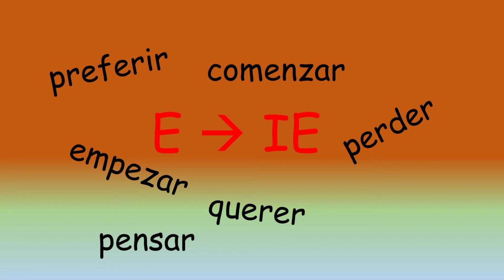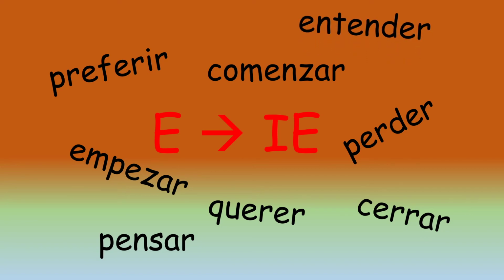Look, there are 2 of them there, empezar and comenzar. They're interchangeable just like they are in English. One's to start, one's to begin, but we use them both the same. Okay? Cerrar, to close. And entender. Entender is to understand.